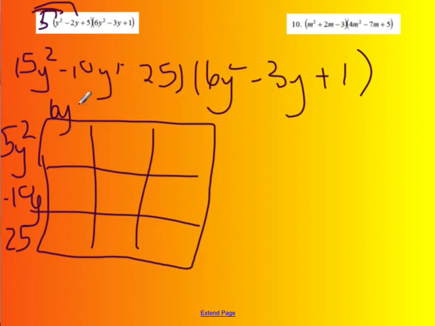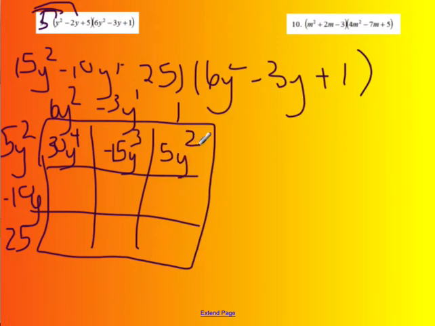So I'm going to do 6y squared minus 3y plus 1. And now we're ready to multiply into the box. So first I'm going to take 5 times 6, which is 30. Y squared times y squared is y to the 4th. 5 times negative 3 is negative 15. Y squared times y to the 1st is y cubed. 5y squared times 1 is simply 5y squared.